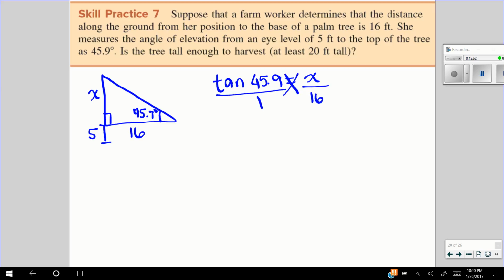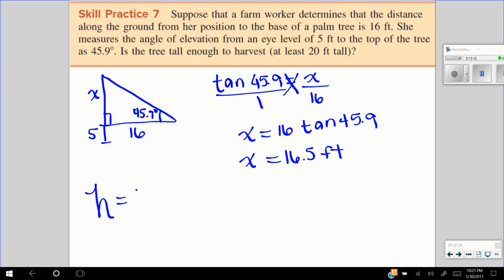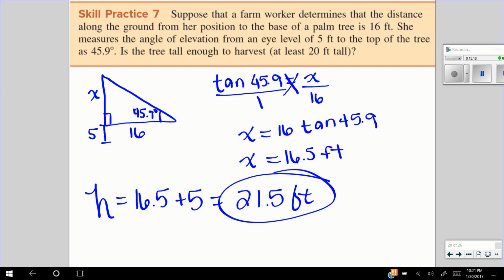Cross multiply, x is 16 times the tangent of 45.9, which we get to be 16.5 feet. So that makes the total height of the tree 16.5 plus 5, which is 21.5 feet. And since that is more than 20, that means yes, this tree is ready to be harvested. Okay? 2 more here.